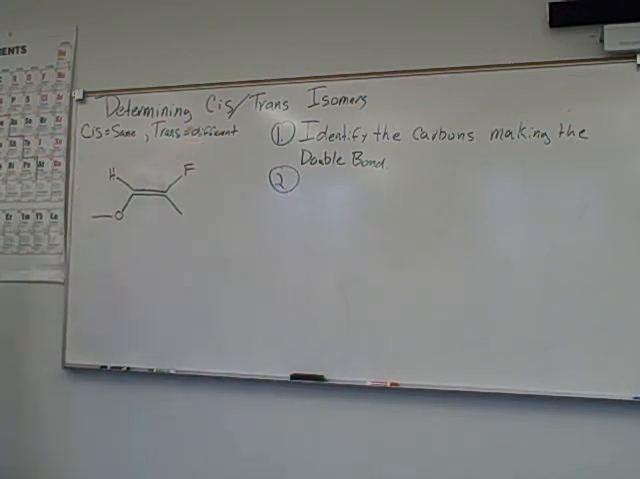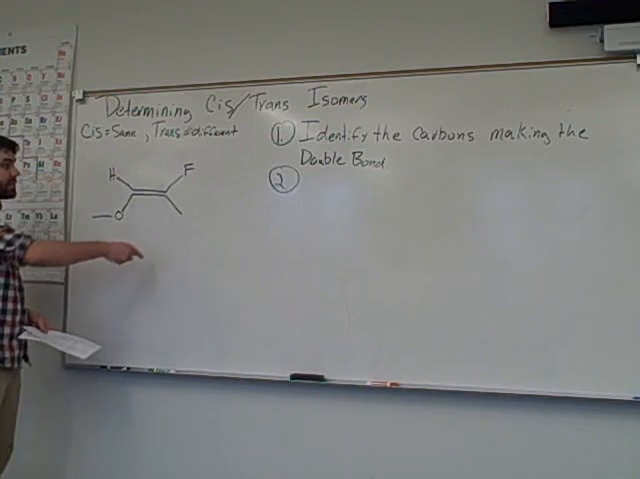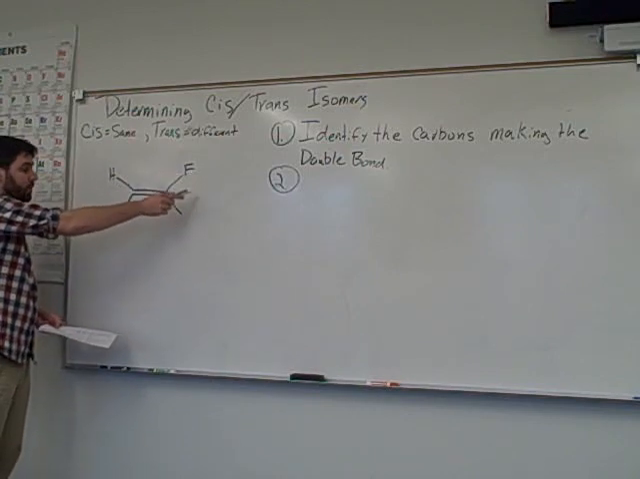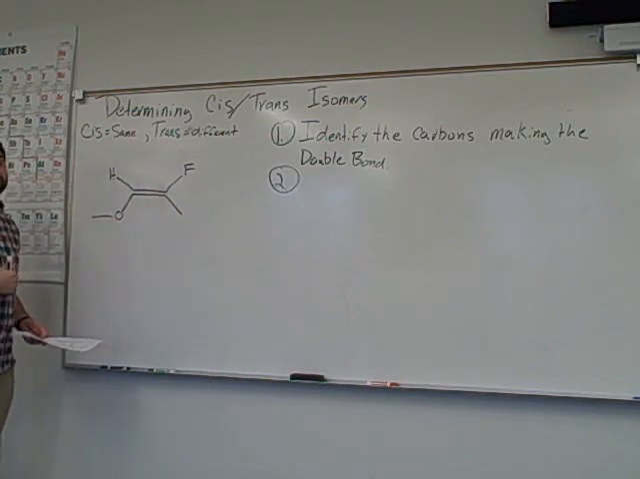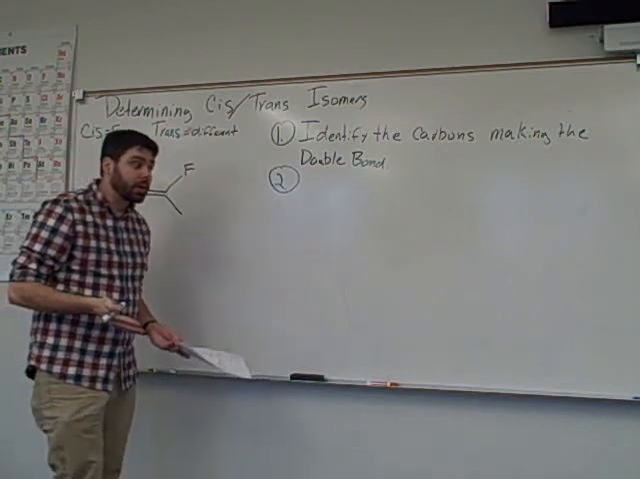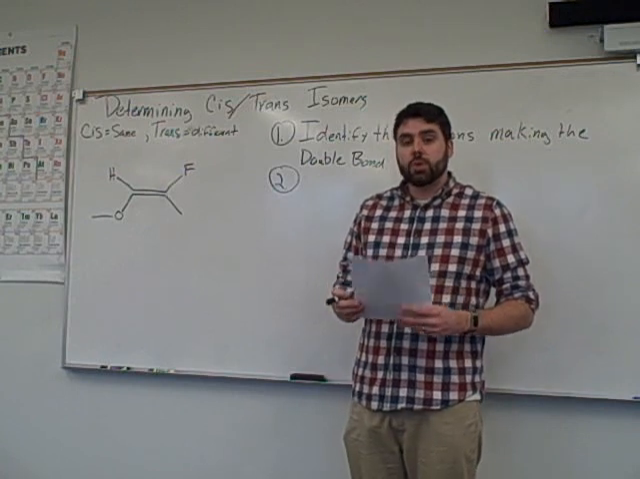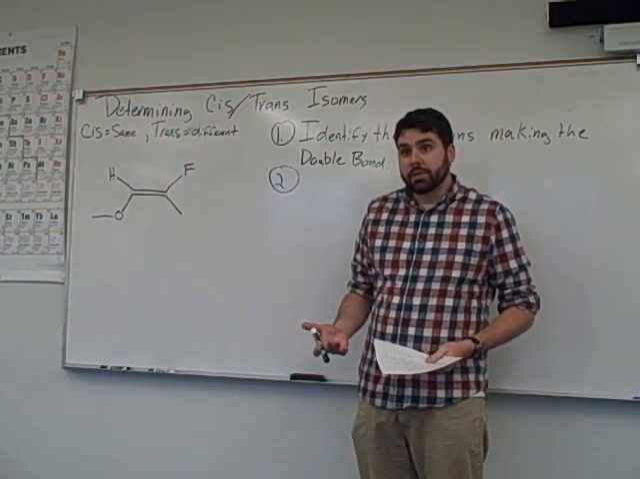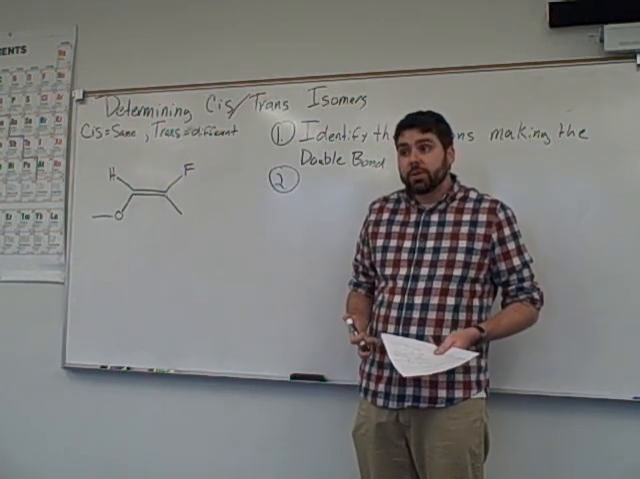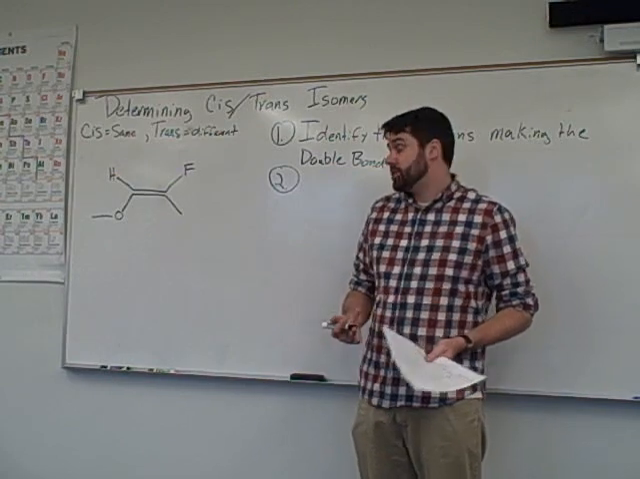And so a more complex alkene, in this case, is something that has a fluorine, a methyl ether, and a hydrogen on it, where it's not immediately clear which two groups we're comparing for cis and trans. So what we're going to do is go through an algorithm that's going to help you step by step to figure out whether your molecule of interest is cis or trans.